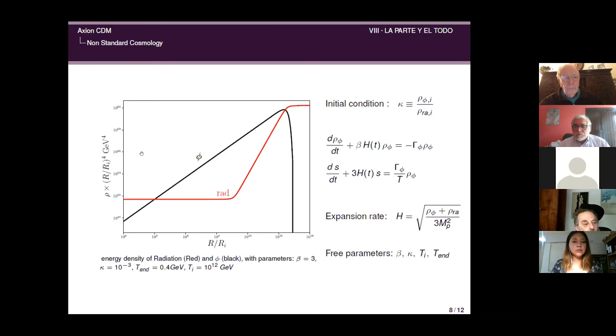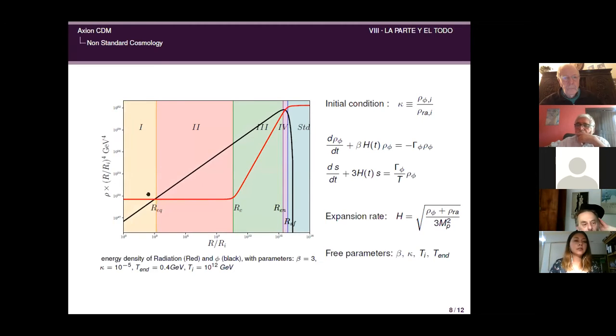So this plot corresponds to the solution of the Boltzmann equation. Here I plot the energy density times the scale factor to the fourth, because in that way we can see when radiation behaves as in a standard cosmology, the usual way. And we can differentiate four stages in this new cosmology.